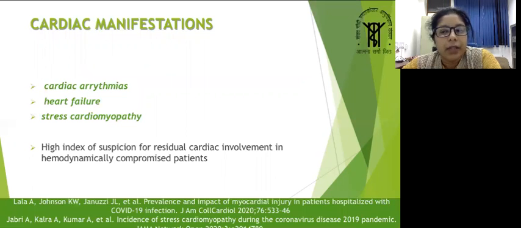Now, literature on the myocardial effects of COVID-19 is expanding. As a part of systemic inflammatory response syndrome, a high level of cytokine surge can result in injury to cardiac myocytes. Myocardial oxygen supply and demand mismatch can occur because the metabolic demand is increased due to infection, while hypoxia may occur due to pneumonia-like symptoms of the patients. So we can see cardiac arrhythmias, heart failure, and stress cardiomyopathy commonly in these patients. Any patient who presents hemodynamically compromised should be evaluated for residual cardiac involvement.